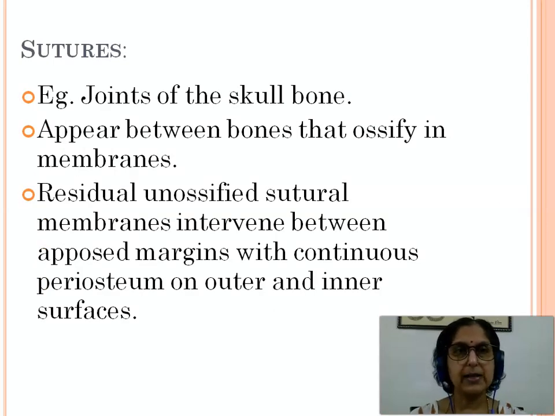Sutures. Examples are the joints which are seen in the skull bones. They appear between bones that ossify in membranes. The residual unossified sutural membrane intervenes between opposed margins with continuous periosteum on the outer and inner surfaces. So bones which ossify by membrane show presence of sutures, and it is the unossified sutural membrane which lies between the opposed margins of these flat bones.